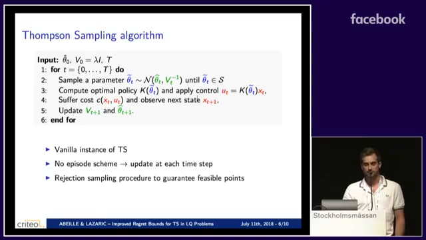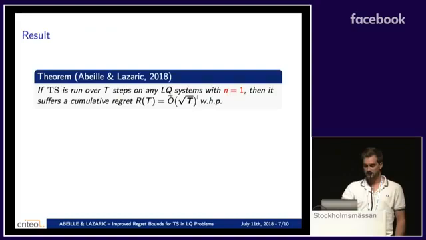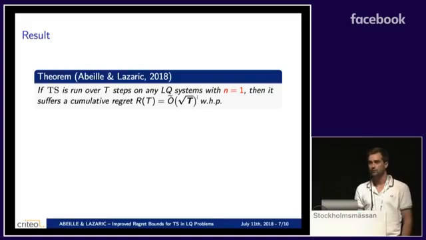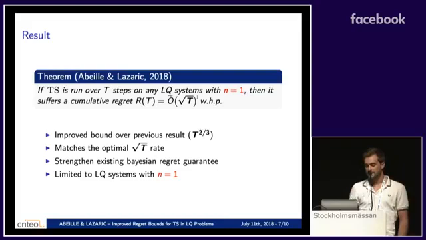Okay, so what we showed is that following this Thompson sampling instance, if run over t steps, it suffers at most a regret that is of order square root of t. So it's an improvement over the previous result that we had, and it matches the optimal square root of t rate that we have for OFU, and matches the same guarantee as the Bayesian regret, but for a stronger criterion. The only limitation is that, unfortunately, it's limited to one-dimensional systems so far, mainly because of technical difficulties.